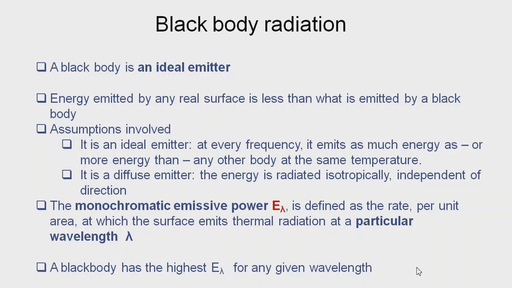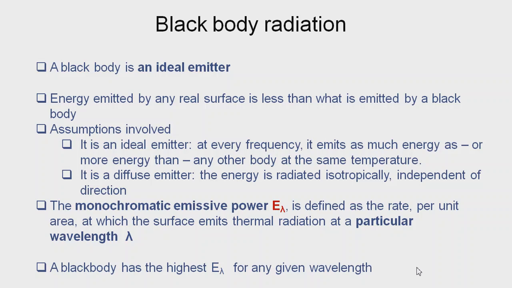Following are the assumptions involved. It is an ideal emitter. At every frequency, it emits as much energy as or more energy than any other body at the same temperature. It is a diffuse emitter, the energy is radiated isotropically, independent of the direction.